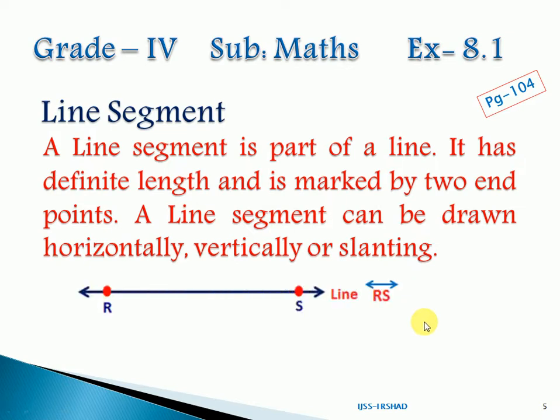So a line is like this. I have taught you on the previous slide. Line is like this, and if I take this part from R to S with two end points marked, then it will become a line segment like this. You can see here I have cut this part. Here it has two end marks, so it is a line segment. A line segment is the shortest distance between two given points, you can say like this also.